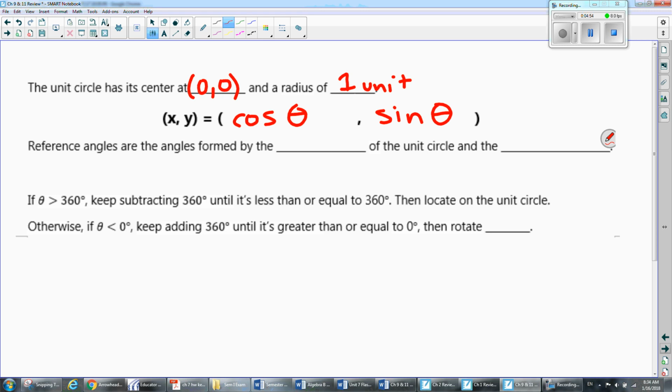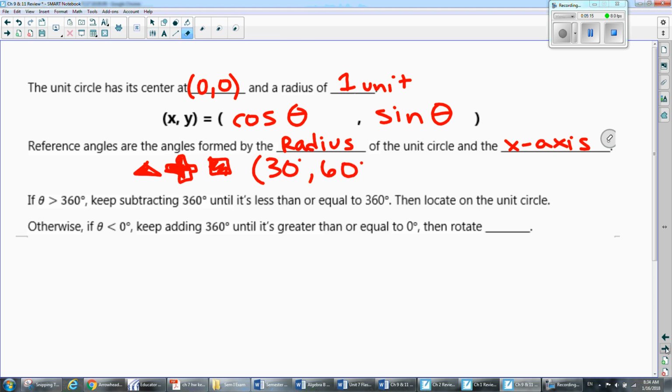Reference angles are the angles formed by the radius of the unit circle and the x-axis. Remember, these are on the very bottom of your gold sheet. They're by these filled in shapes. You could either have a triangle or a plus sign or a square. Your reference angles are always 30, 45, or 60 degrees.